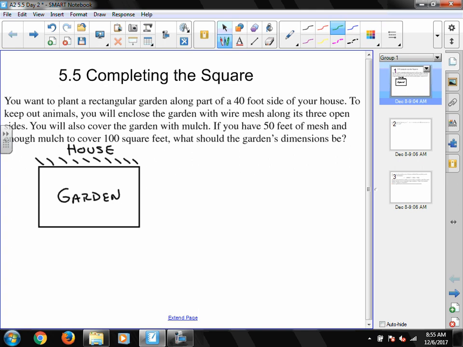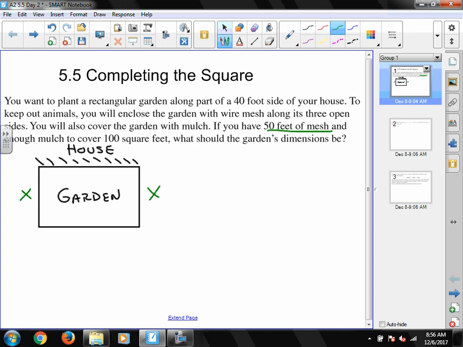And I have 50 feet of mesh to enclose this. So I'm going to call this side length X here. I don't know how wide it needs to be, but I'm going to call that X. Which means that this side over here has to be X as well. We got a rectangle, so those two sides have to be the same.